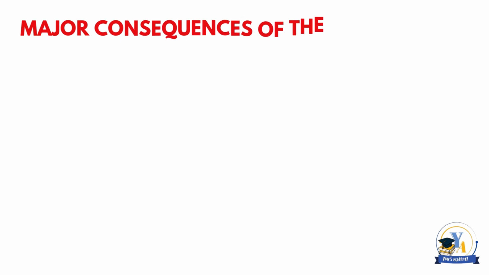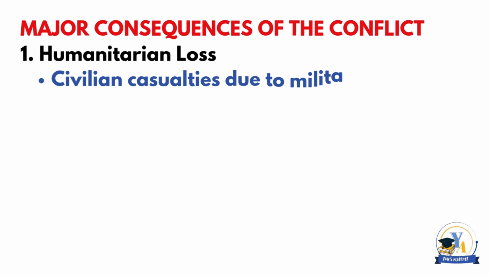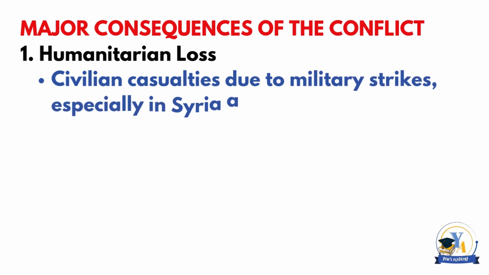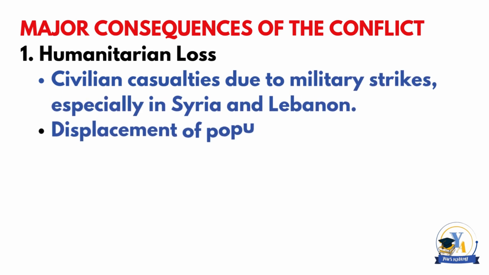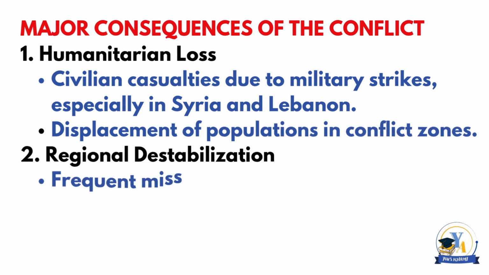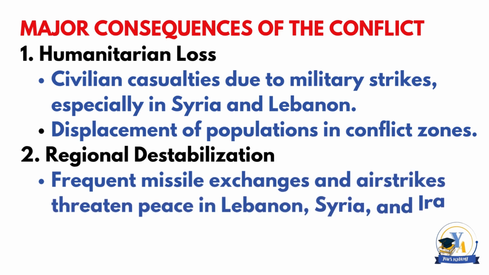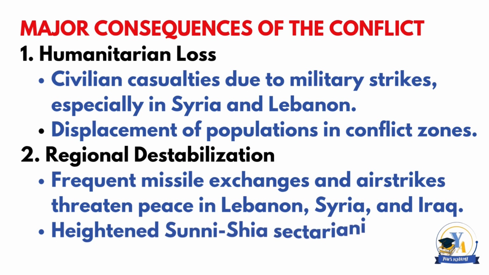Major consequences of the conflict. 1. Humanitarian loss. Civilian casualties due to military strikes, especially in Syria and Lebanon. Displacement of populations in conflict zones. 2. Regional destabilization. Frequent missile exchanges and airstrikes threaten peace in Lebanon, Syria, and Iraq. Heightened Sunni-Shia sectarianism.